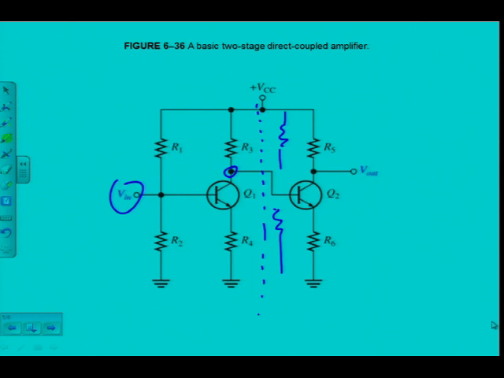Why? I don't need the voltage divider because VC1 is also, because there's nothing in between, equal to VB2. So the first stage VC provides VB of my second stage because there's no capacitor that blocks the DC. No capacitor that blocks the DC. In other words, there's going to be no voltage divider. It's just directly coupled, and the first stage provides the voltage here for the second stage. So VC1 is going to be equal to VB2.